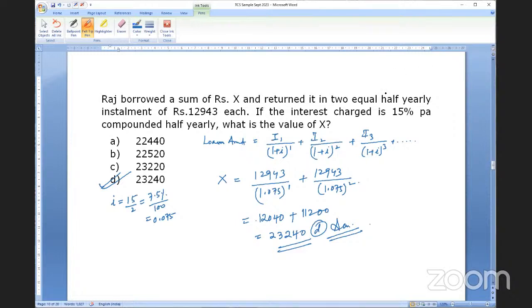Obviously, we would be requiring the on-screen calculator to solve these types of questions. That's why you can expect these types of questions in TCS only, where the on-screen calculator is allowed. Fair enough. Okay.